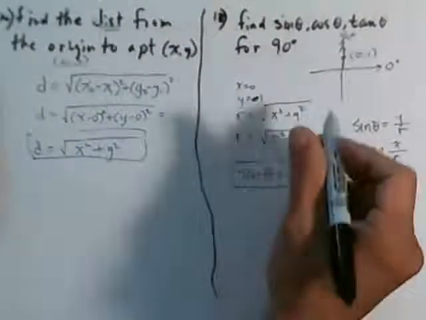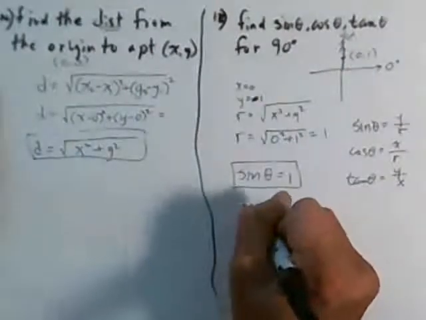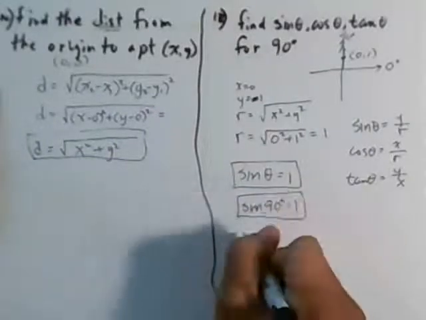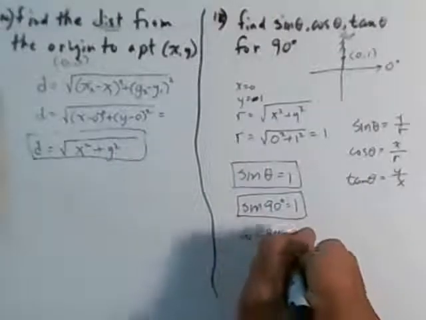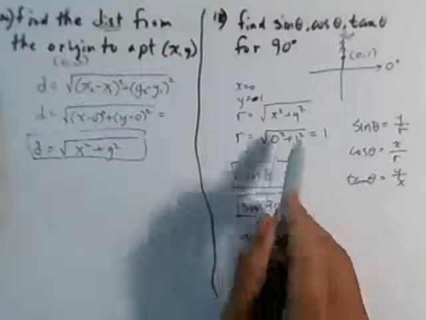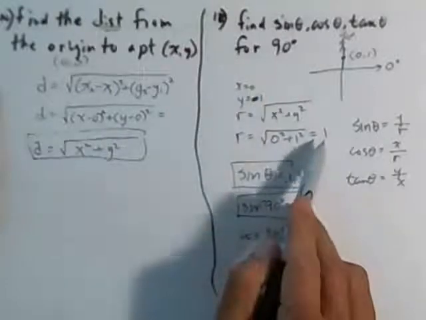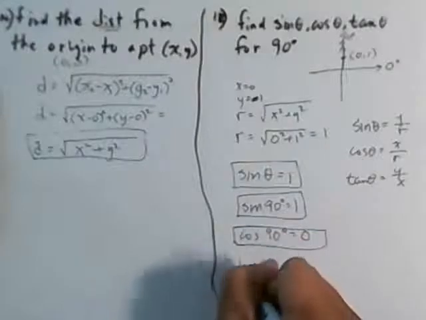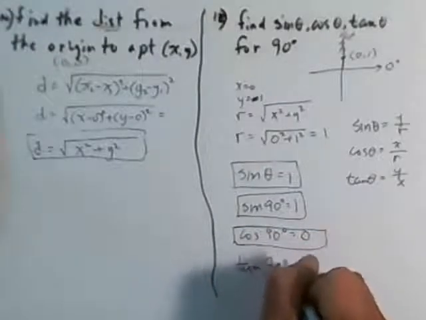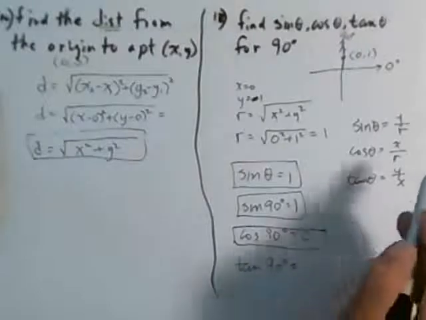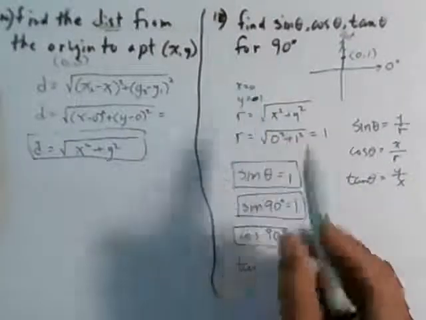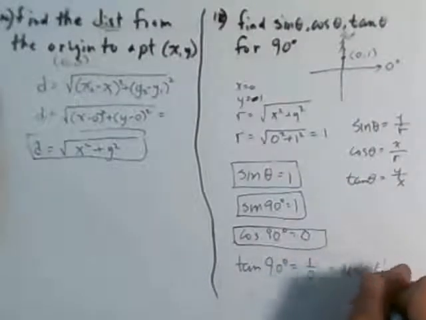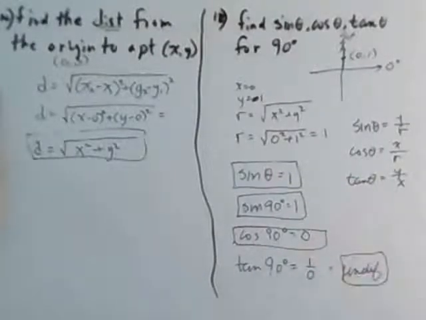Actually, I should say since theta is 90 degrees right there, the sine of 90 is equal to 1. And the cosine of 90 degrees is equal to x over r, 0 over 1, which is 0. And the tangent of 90 is y over x, where y is 1, over 0. 1 over 0, that's undefined. Remember, division by 0 is never, ever allowed.